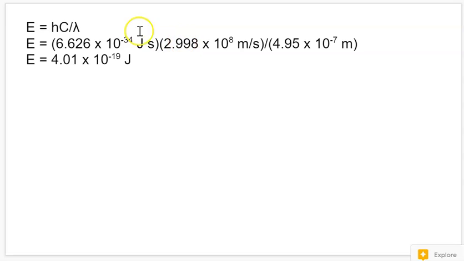So we have our two constants multiplied by each other, and then our value in meters from 495 nanometers is now going to be 4.95 times 10 to the negative 7 meters. And we can see here that the seconds are going to get canceled out and the meters are going to get canceled out. And then we end up with just units of joules. So we end up with a final value of 4.01 times 10 to the negative 19 joules associated with the energy of a blue photon.